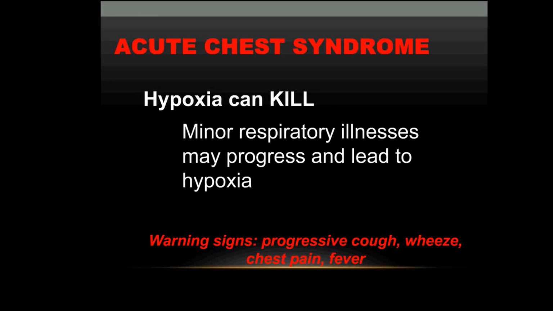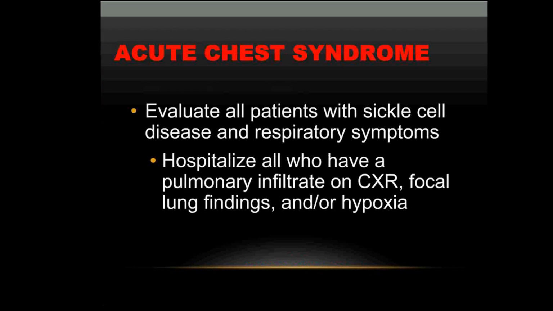With children, they often have pain, they have anemia, they can have acute chest syndrome, they can have ischemic stroke, and they can have learning problems. With acute chest syndrome, we need to recognize that hypoxia can kill the individual. So even a minor respiratory infection or illness can progress and lead to hypoxia. Some of the warning signs are progressive cough, wheeze, chest pain, and fever. And again, this is the kind of thing that you want to make sure you have discussed with the parents so that the family members are watching for these things.